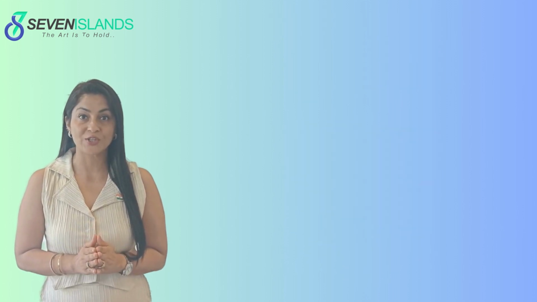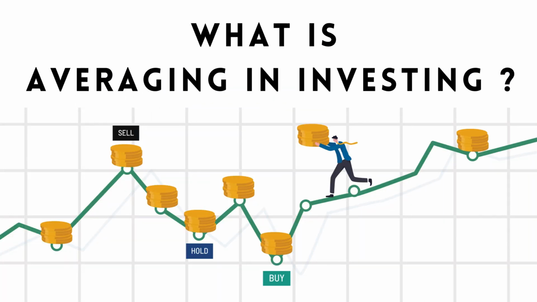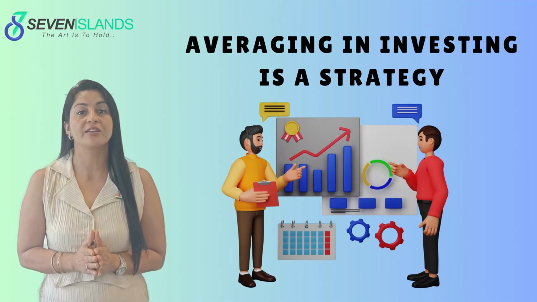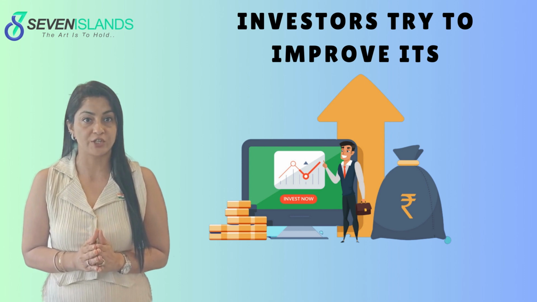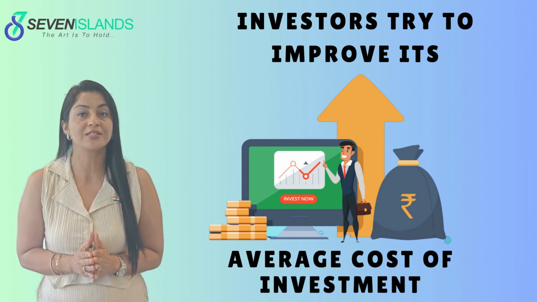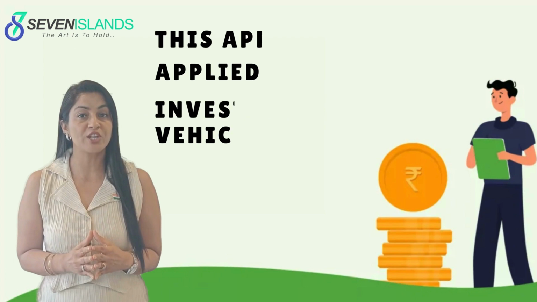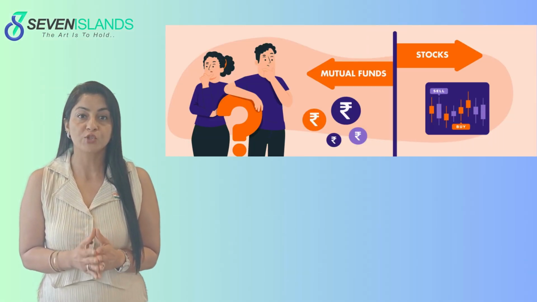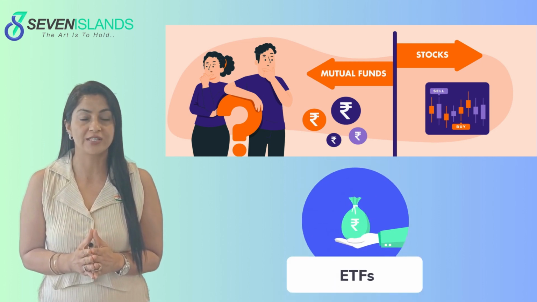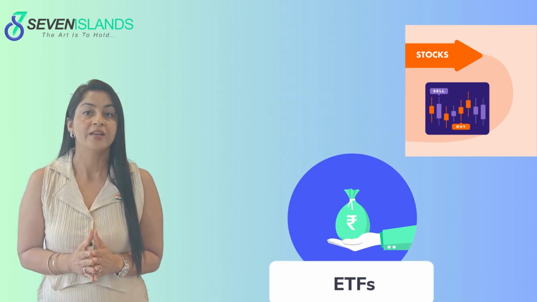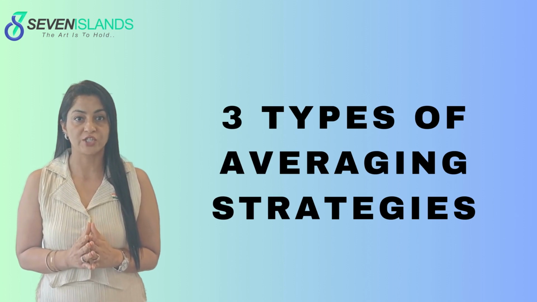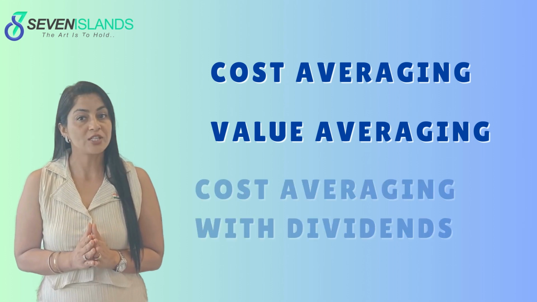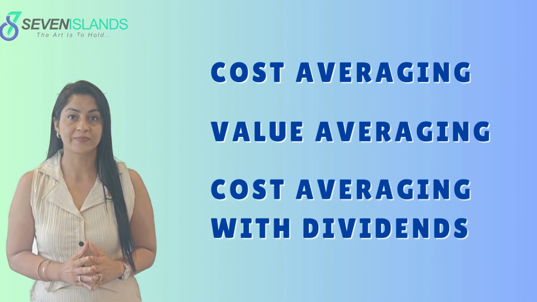In today's video, we are going to talk about averaging in investing. Averaging in investing is a strategy where an investor tries to improve his average cost of investments for better returns in the long run. This approach can be applied to various investment vehicles, including stocks, mutual funds, and exchange-traded funds, also known as ETFs. There are broadly three types of averaging strategies: cost averaging, value averaging, and cost averaging with dividends.